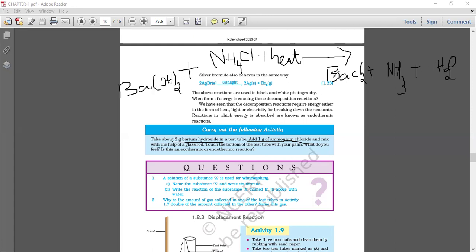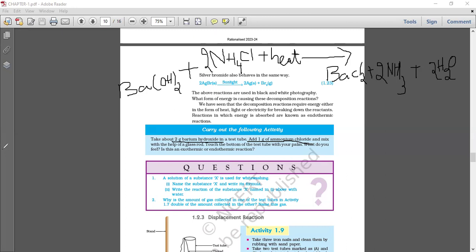So ammonia, hydrogen, three, four. Put two here. And then here you need to put two, and the water also four, eight. So one more two in front of hydrogen. Okay, now this equation is balanced. Okay, fine, right.